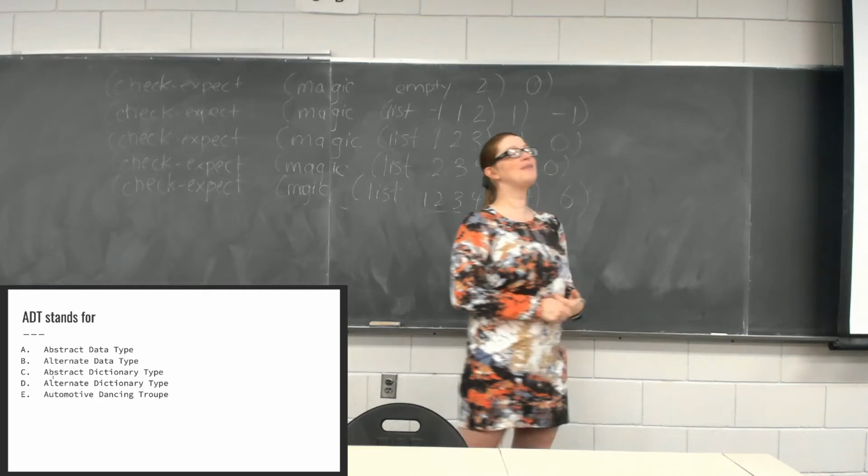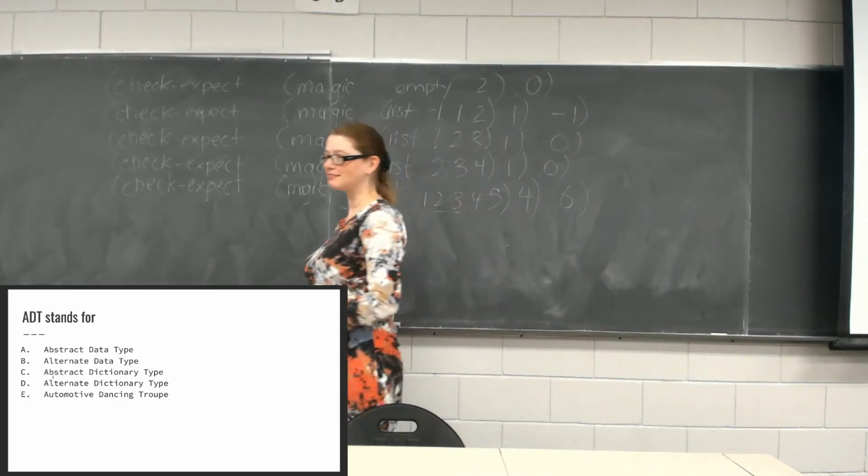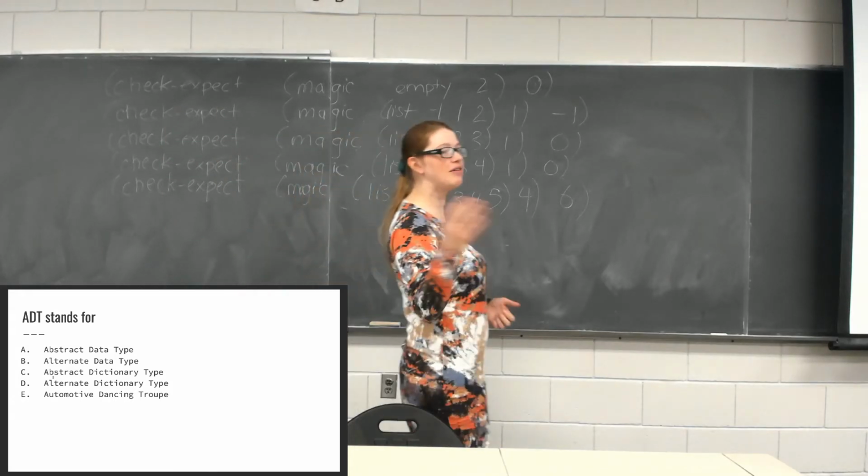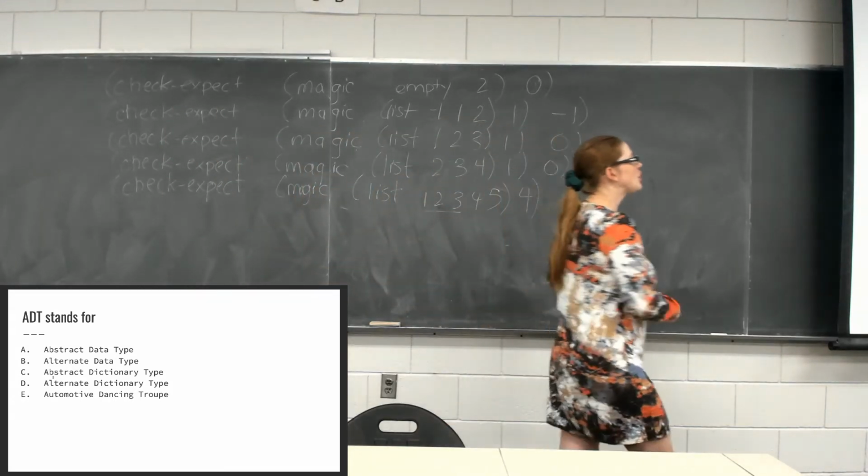A stands for abstract data type, which is something that will follow you throughout computer science, and if you go out into a programming background, you'll be talking about them forever.